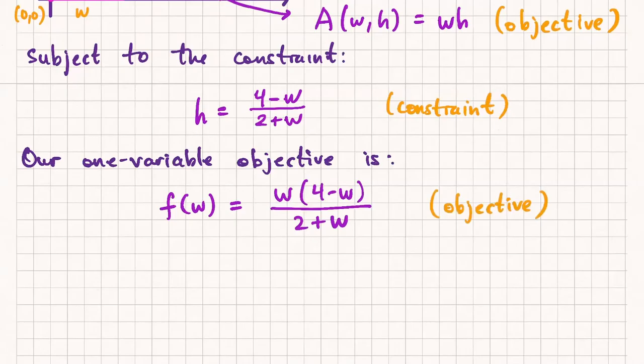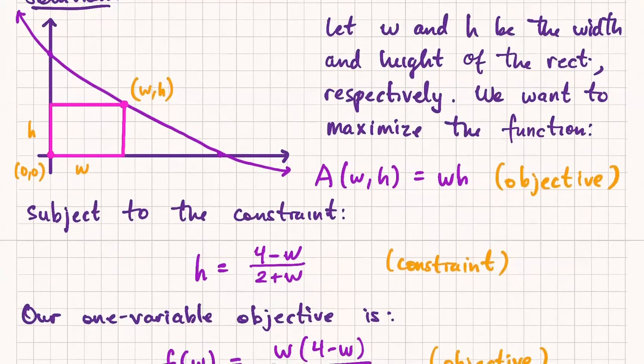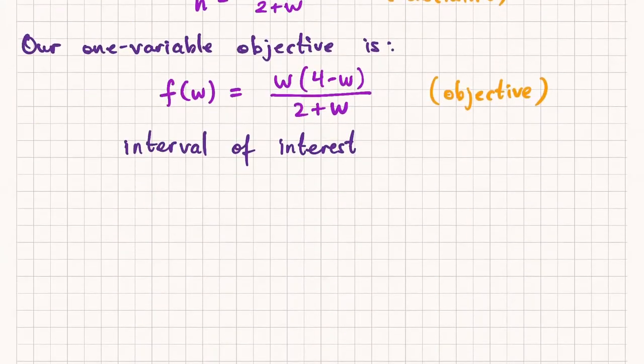What is our interval of interest? Zero to 4? Is that correct? Kai says it's 0 to 4. 0 to infinity?